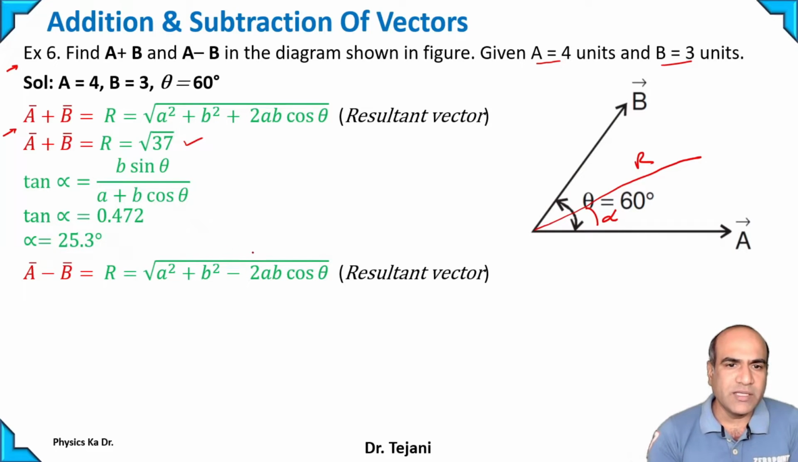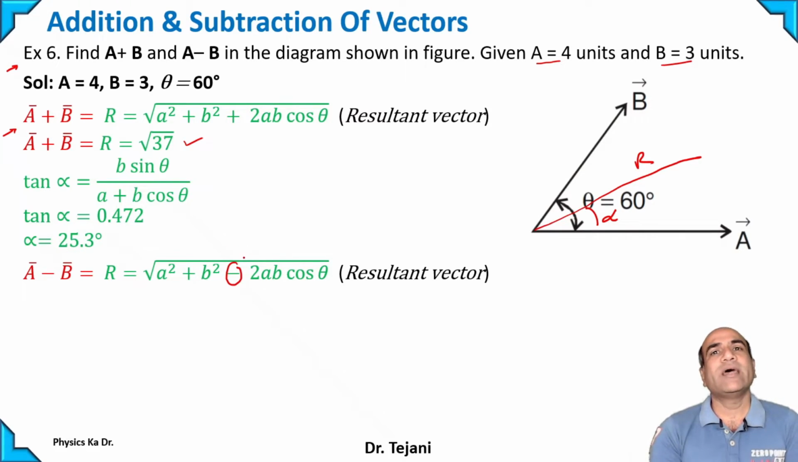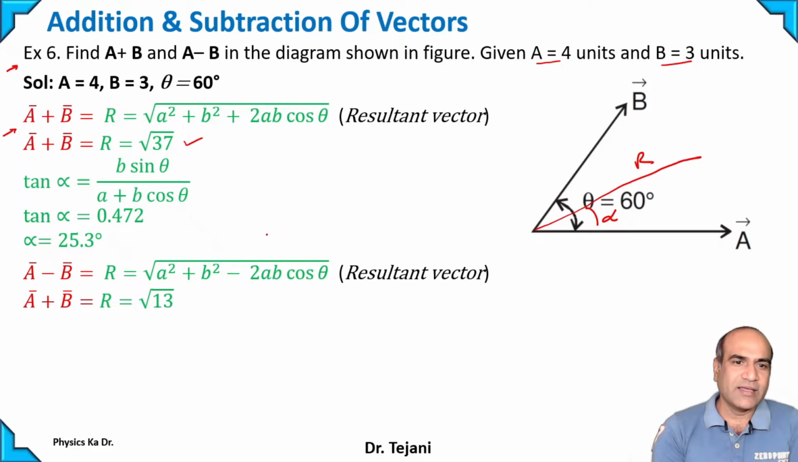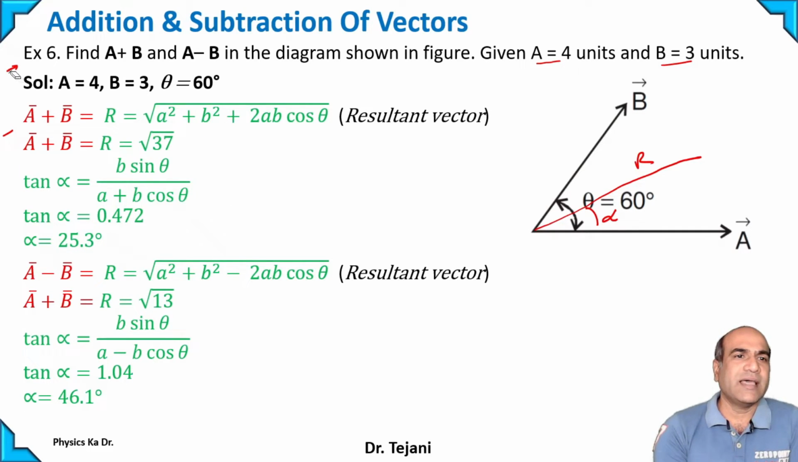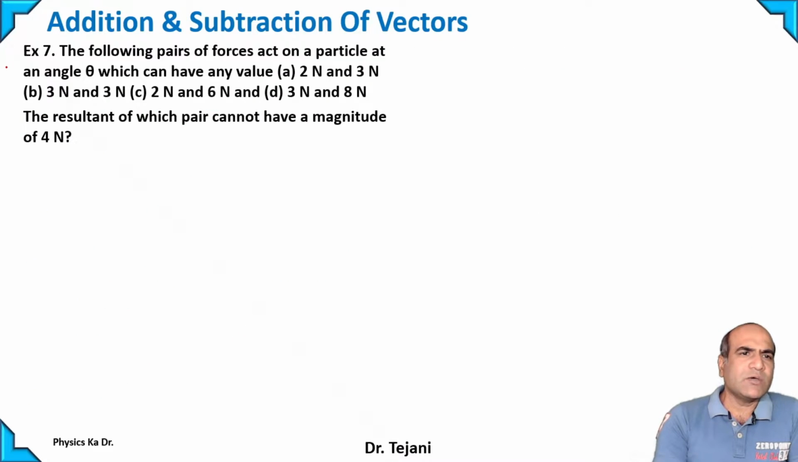Similarly here for A minus B, the change is here: A square plus B square minus 2AB cos theta. Put the values here, so that becomes root 13. And tan alpha is equal to B sin theta divided by A minus B cos theta. Put the values here and you will get tan alpha equal to 1.04 and alpha equal to 46.1 degrees. It is very simple. We are not spending much time on that because these examples are directly based on the direct equation. You just need to remember this equation for the resultant, nothing else.